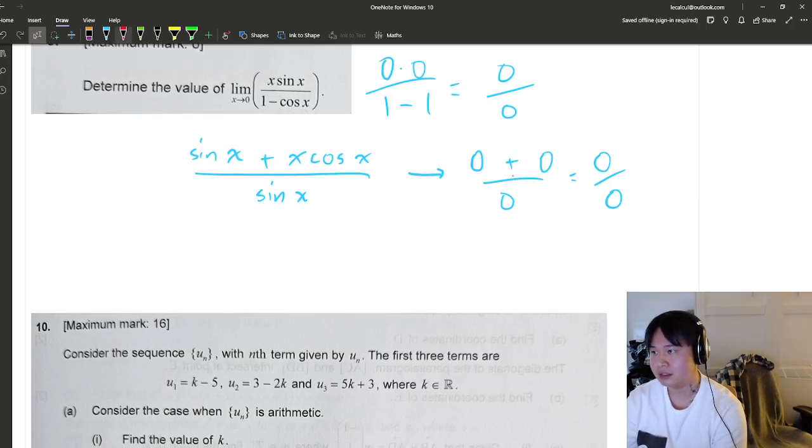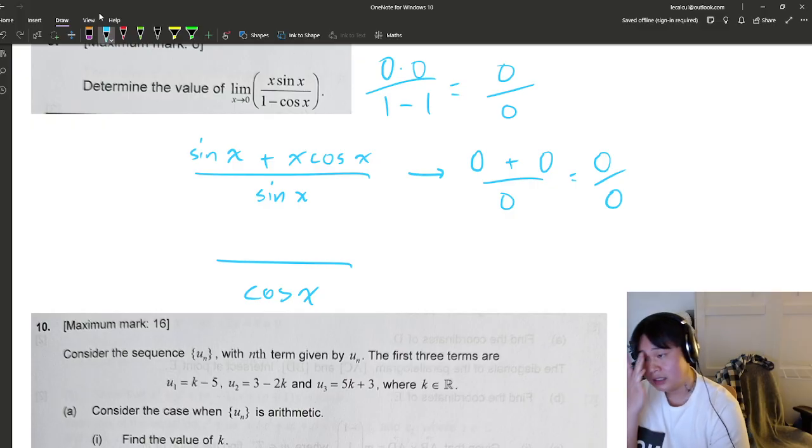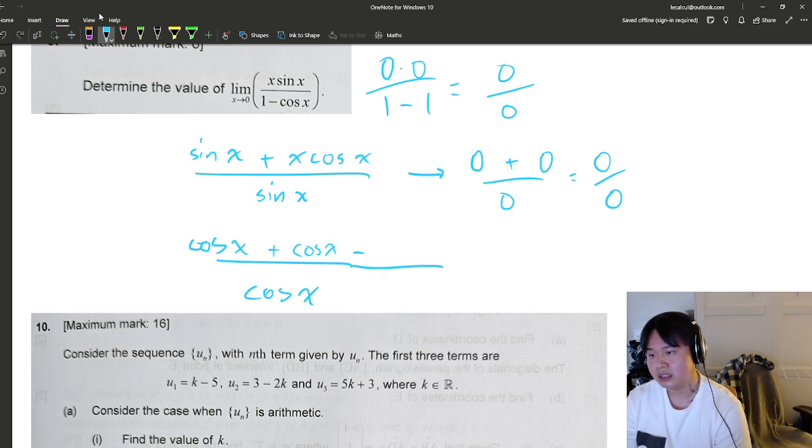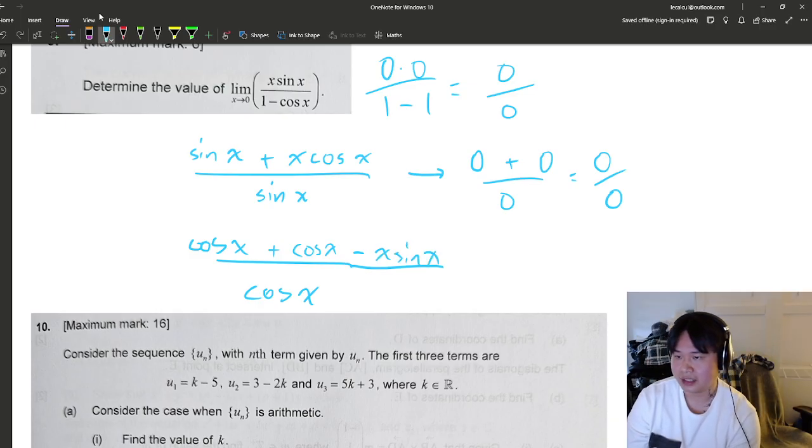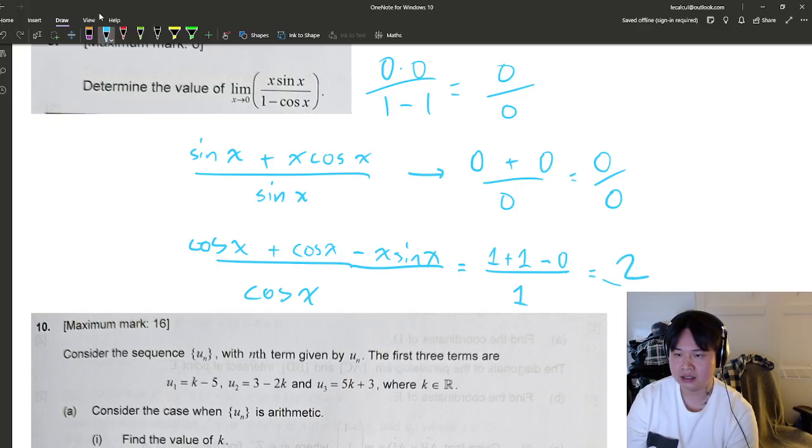Okay. Bam. Bottom is cosine. The top is cosine, and then another product rule: cosine minus x sine x, I think. Okay, let's plug in 0 and see what we get. 1 plus 1 minus 0, so 2. There's our limit.